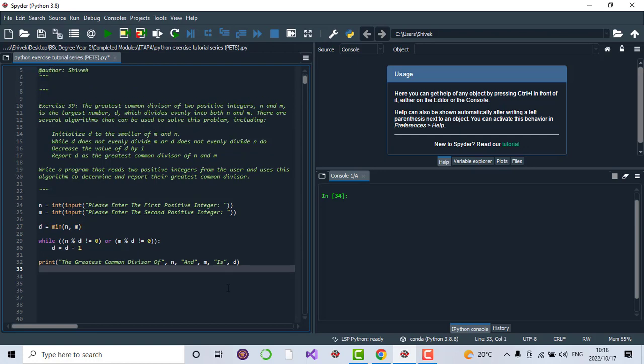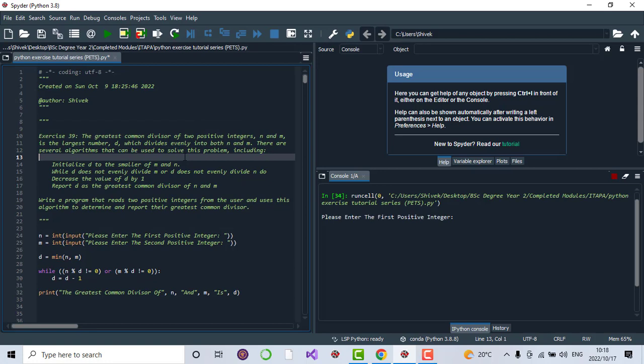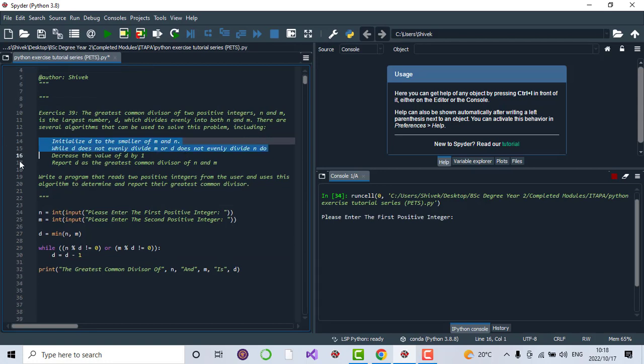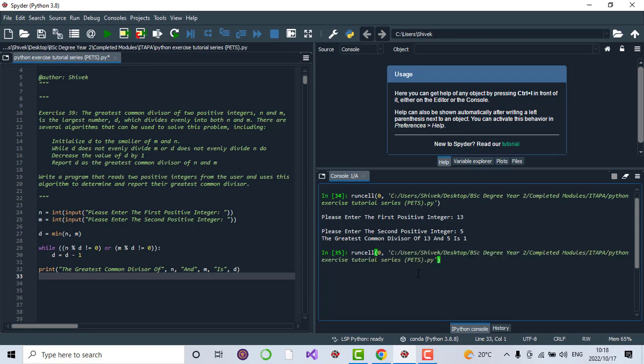Let's now proceed to run the script, guys. This program is a short one, not much explanation because we are following this pseudo code. Let's do some interesting values, maybe 13 and 5. The greatest common divisor of 13 and 5 is 1. Makes sense because those numbers are prime numbers as well.